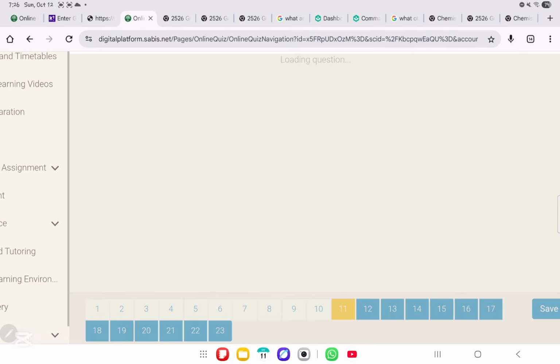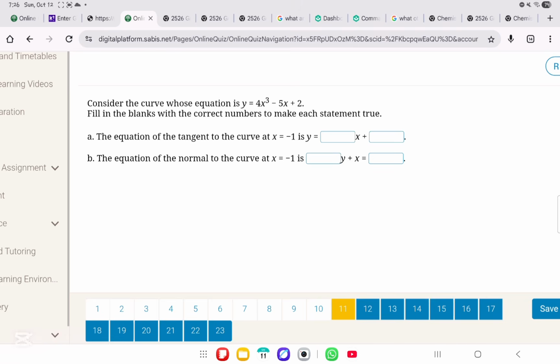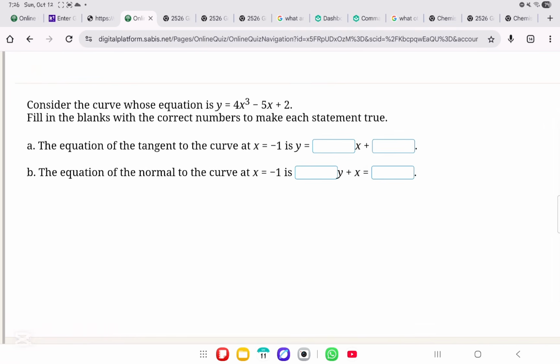Perfect. We'll move on to question number 11. What does it say in question number 11? Okay. Consider the curve whose equation is y equal 4x to the power of 3 minus 5x plus 2. Fill in the blanks with the correct numbers to make each statement true. So first of all, we need to find what? We need to find the equation of the tangent and then the equation of the normal.